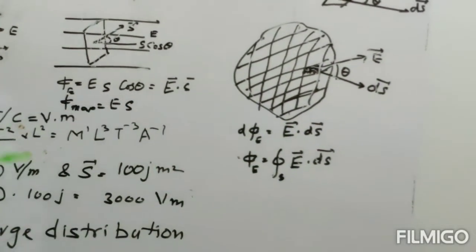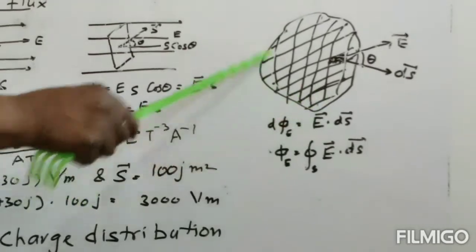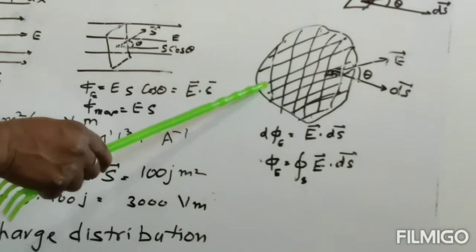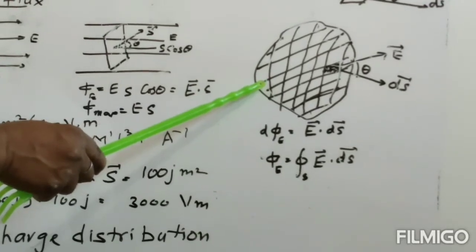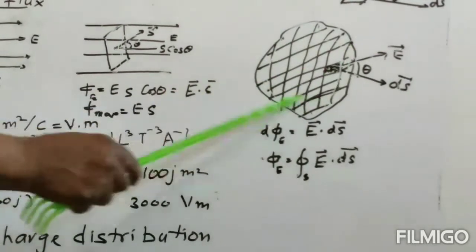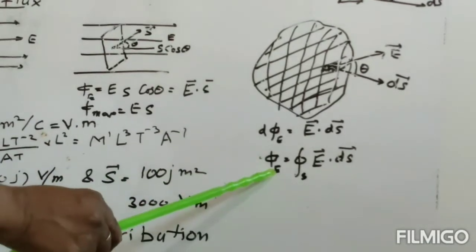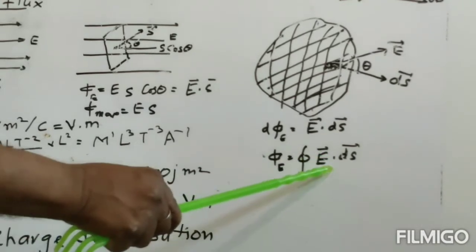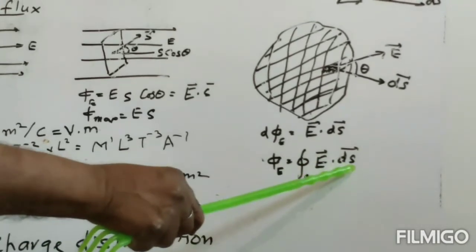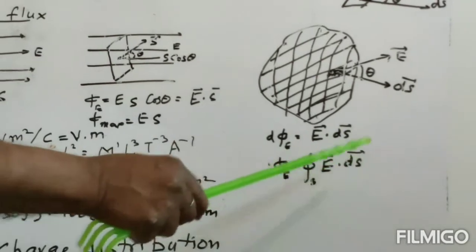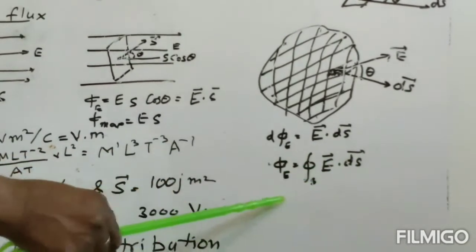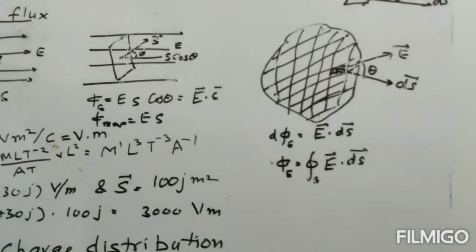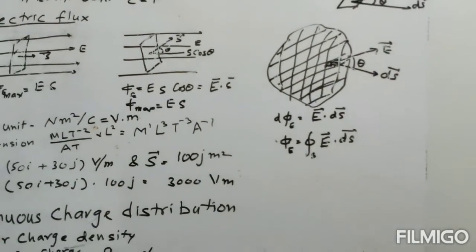So if you want to find the total electrical flux due to this entire region or entire area, then we have to take the help of integration. Then total flux of this area, phi E, will be equal to the surface integral of E dot ds. So in this way we can find the total electric flux due to any area.